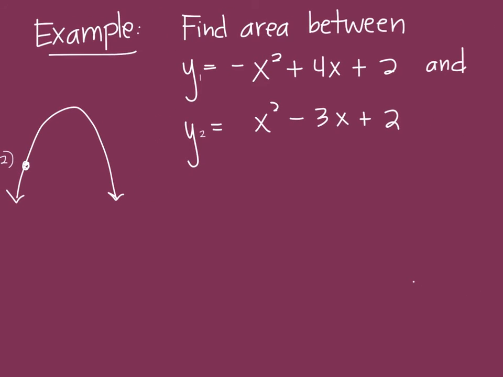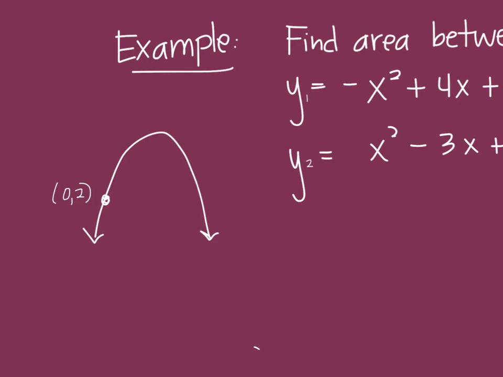All right, the other graph is also a parabola, but it's right side up. And what's the easiest point to find on that? It's also (0, 2). Interesting. But it's right side up. That graph ends up looking like this.